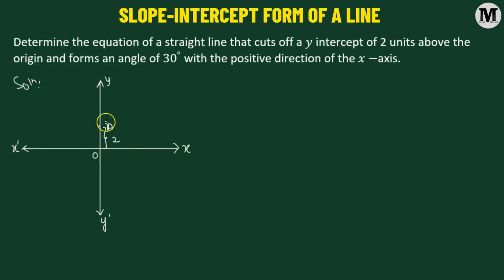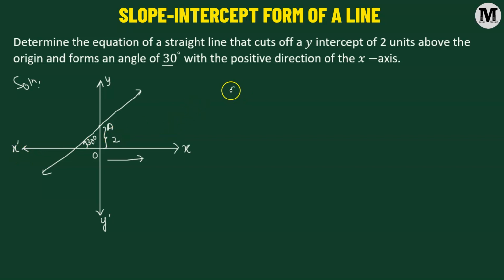Now the line, once it passes through Y, is also making an angle of 30 degrees with the positive direction of x-axis. So that means our line is going to be something like this. This particular line is making an angle of 30 degrees with the positive direction of x-axis. Positive direction means lying to the right of the origin O. This is the positive direction, and if we go the other way around, to the left lies the negative direction of x-axis. Fine.